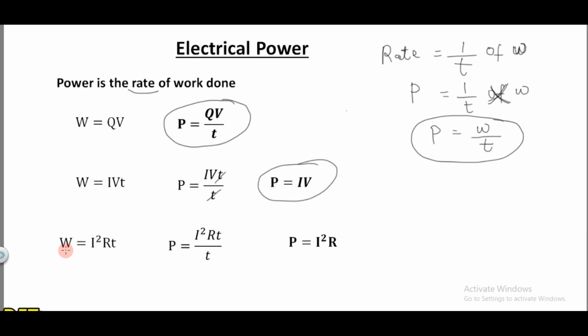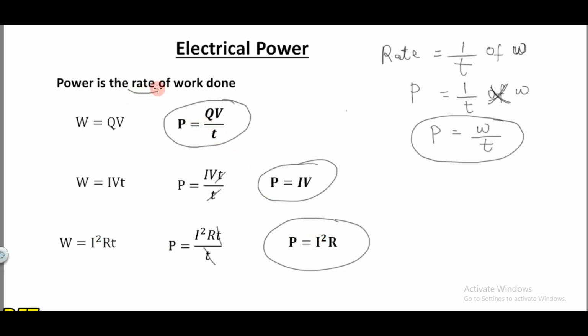Then another formula for work done is W is equal to I squared R T, right? So if work done is equal to I squared R T, then your power will be equal to work done over time, which is I squared R T over time. So this T will cancel out this T. That will make my power equal to I squared R. So this is another essential formula that you can use, right?